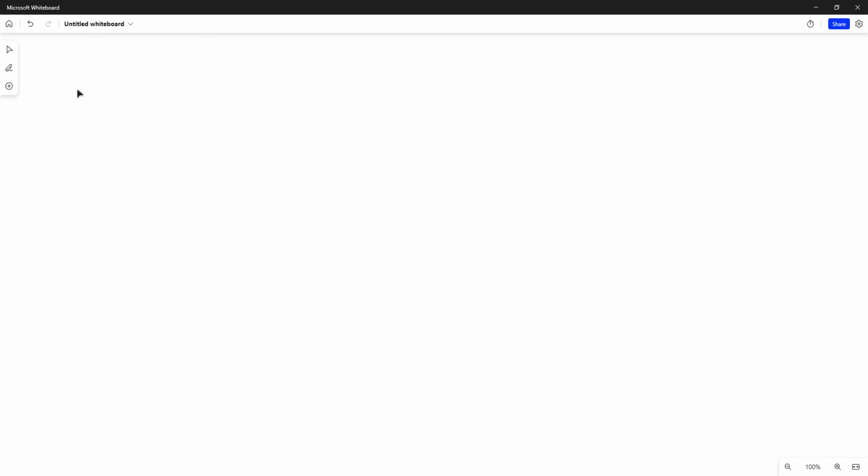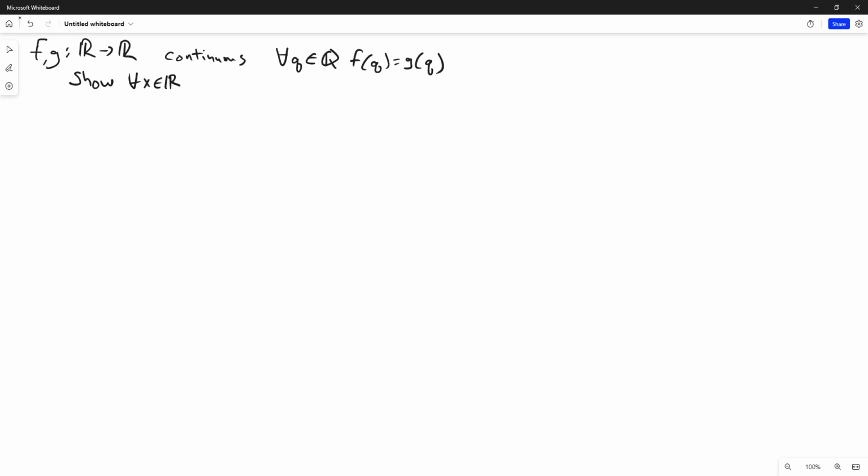Alright, here's an interesting problem. You have two functions, f and g, from the reals to the reals with the following property. They are continuous, and also for all q in the rationals, f of q equals g of q. And the problem is to show that the same is true for all reals. For all x in the reals, f of x equals g of x.